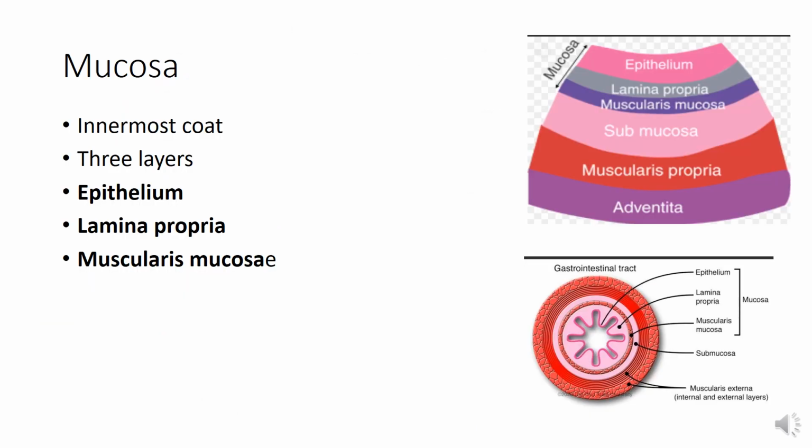Now the mucosa. The mucosa is the innermost layer. This is the innermost coat, meaning it is facing the lumen. The layer facing the lumen is the mucosa. Now, as you know from your previous learning in the first year, all the luminal surfaces of the body are lined by epithelium. So the mucosa is the innermost layer, and in this mucosa the innermost lining facing the lumen is the epithelium.